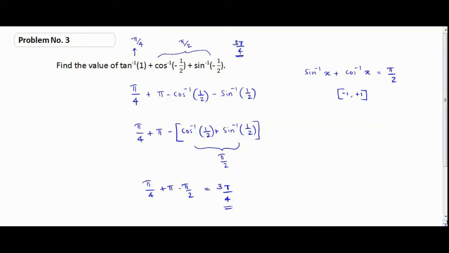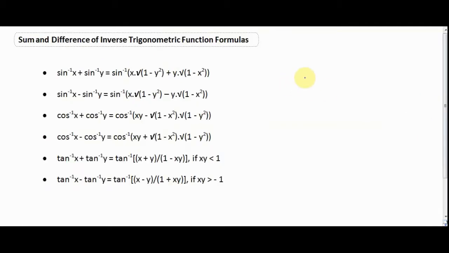Now let's have a look at sum and difference formulas in inverse trigonometric functions. The first formula goes like this: sine inverse of x plus sine inverse of y is equal to sine inverse of x into root over 1 minus y square plus y into root over 1 minus x square. The second formula is like this: sine inverse of x minus sine inverse of y is equal to sine inverse of x into root over 1 minus y square minus y into root over 1 minus x square. When we have plus on left hand side, on right hand side also we will have plus. When we have minus on left hand side, on right hand side also we will have minus. So that is the case with sine inverse.